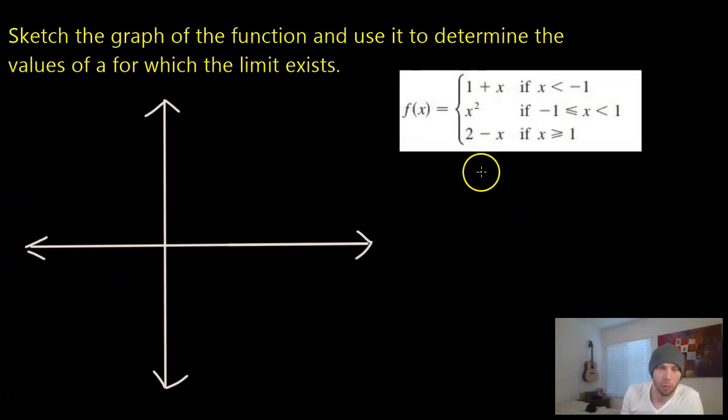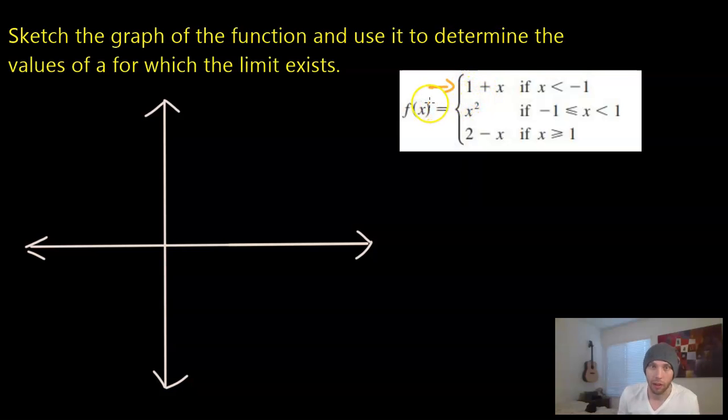So next we have a question, and instead of being given a graph, we have a function. And they ask us to sketch the graph of the function and use it to determine the values of a for which the limit exists. So that means we have to sketch a graph, obviously, and then we have to decide where is something going wrong and where is everything fine and normal like usual. Where is there some kind of discontinuity? Where is there something where both sides aren't exactly matching up and something weird is happening? So first we sketch the graph and see what happens.